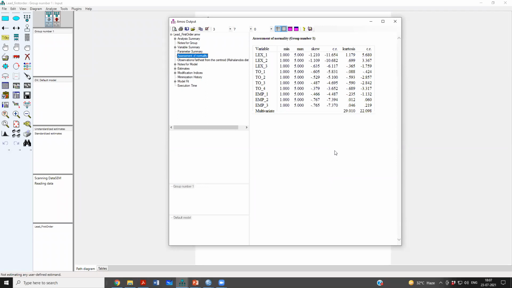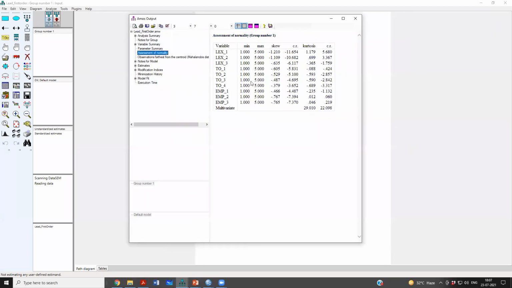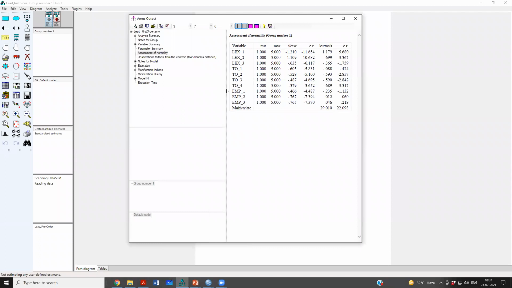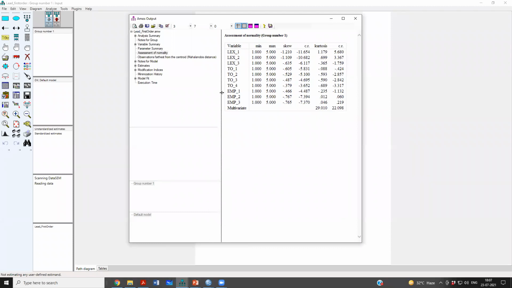Sir, I have one last question. I'm using AMOS 26 over here. I'm not able to find these modification indices or minimization history and so on. Okay, so you are not getting normality assessment of normality. Have you marked it in the analysis? No, I guess not. So how will you get it? So how do we do that, sir?